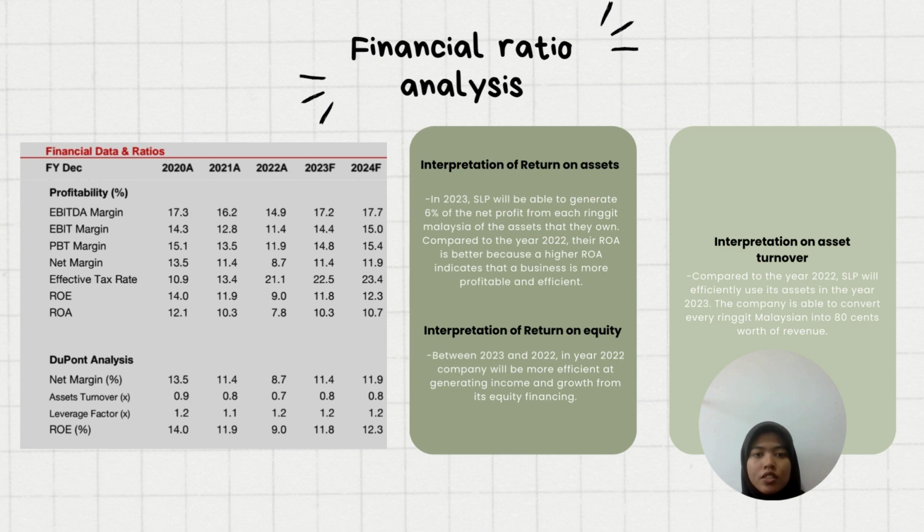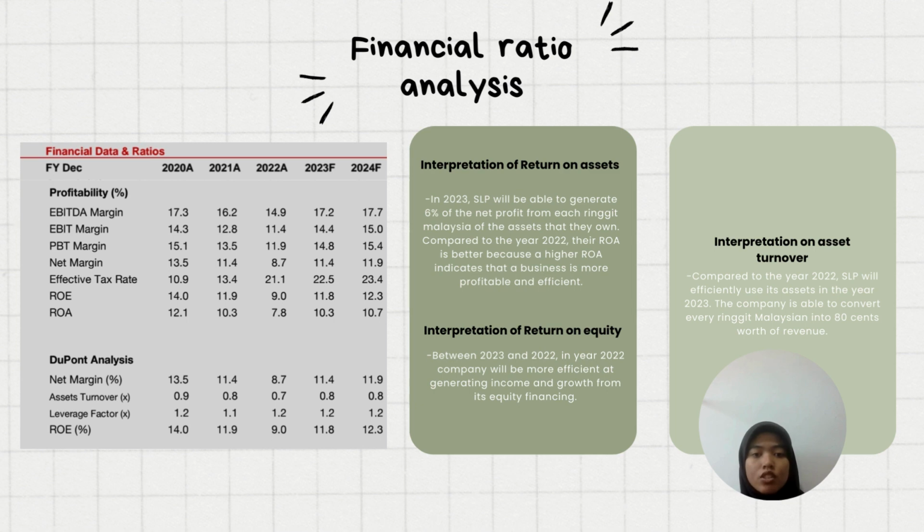Financial ratio analysis. Interpretation of return on assets. In 2023, SLP is able to generate 6% of net profit from each ringgit Malaysia of the assets that they own. Compared to the year 2022, their ROA is better because a higher ROA indicates that a business is more profitable and efficient.